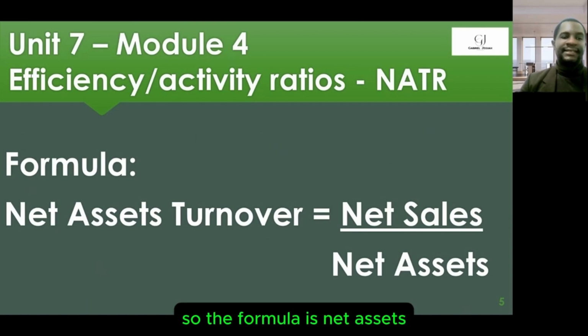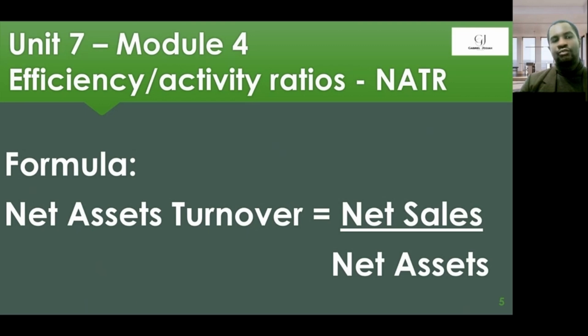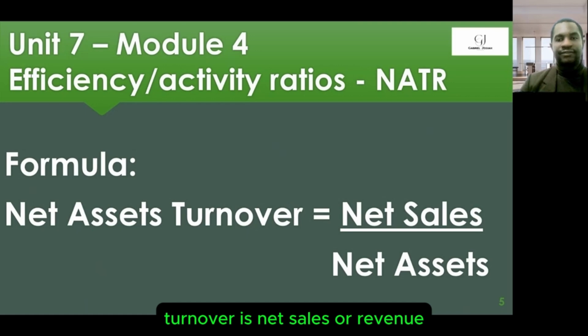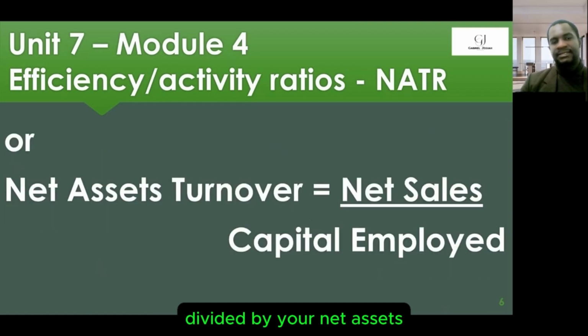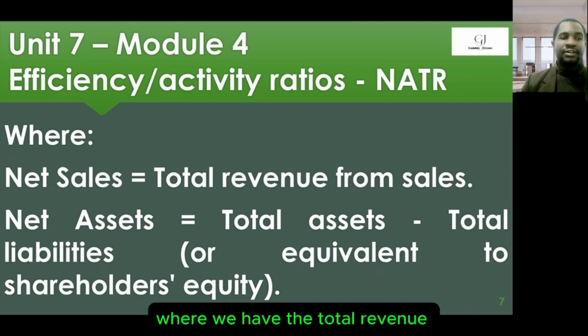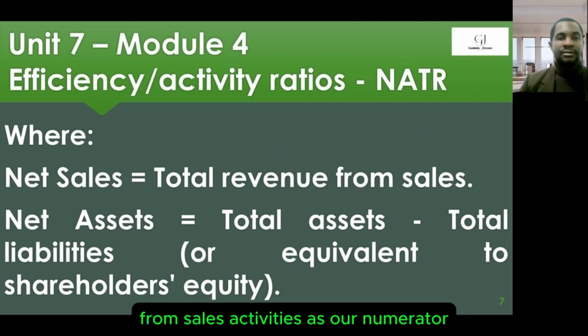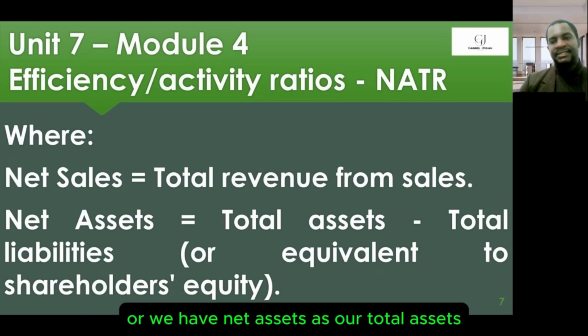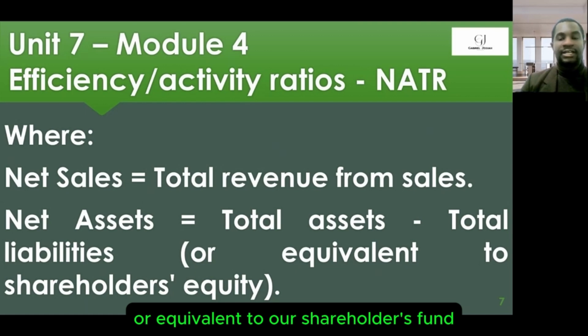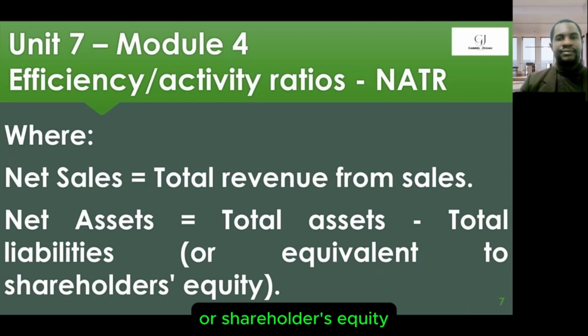So the formula for net asset turnover is net sales or revenue divided by your net assets, or your net sales divided by capital employed, where we have the total revenue from sales activities as our numerator, and we have net assets as our total assets less our total liabilities, or equivalent to our shareholders' fund or shareholders' equity.